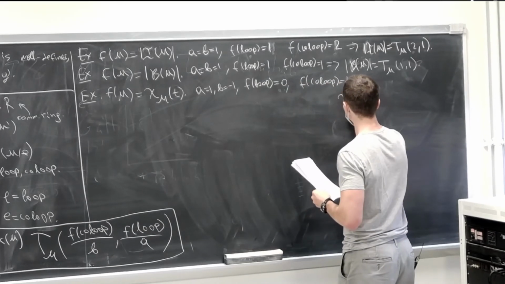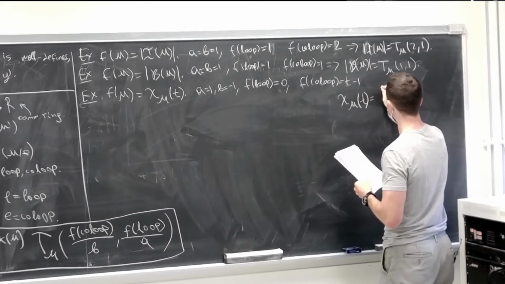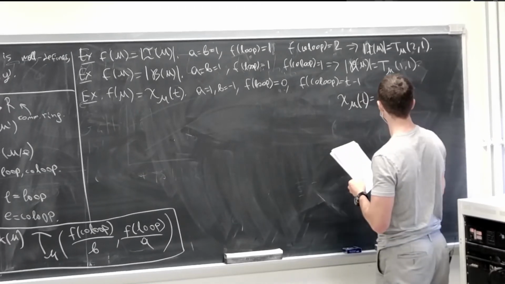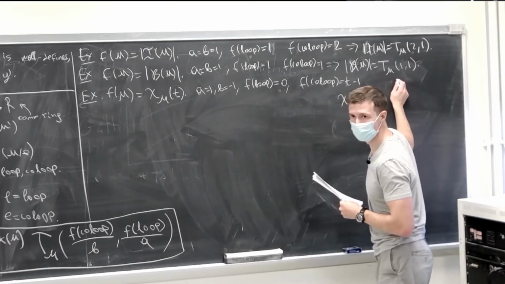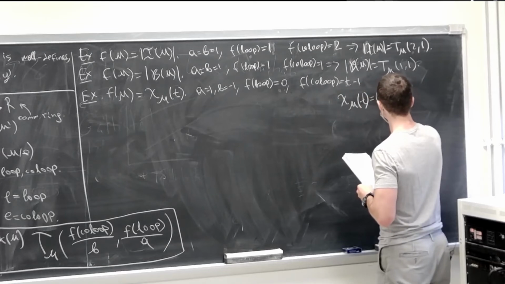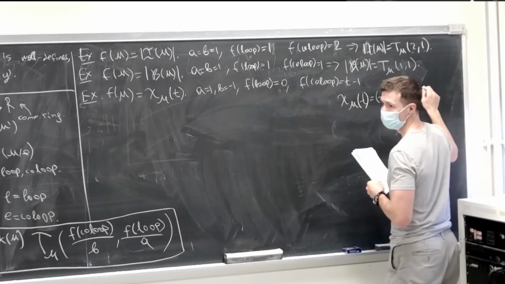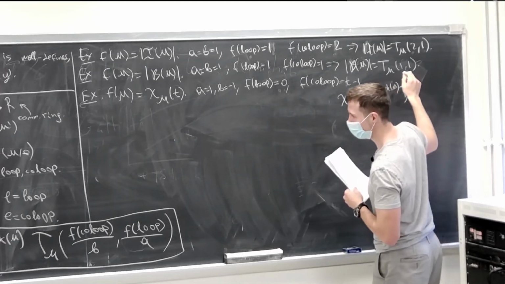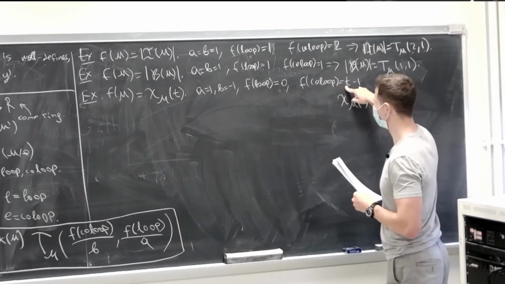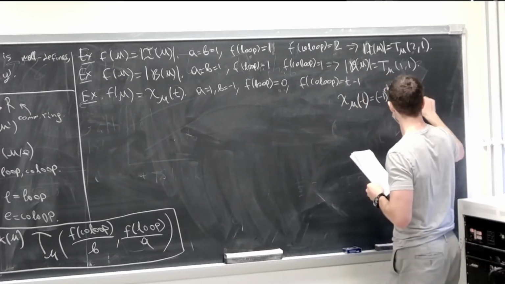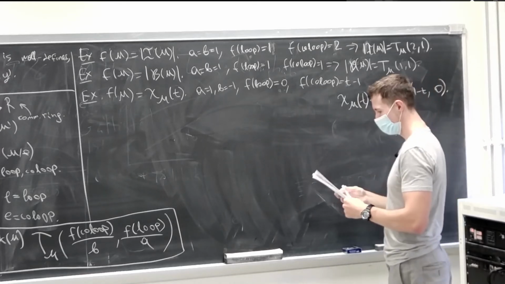And therefore, the characteristic polynomial of your matroid is just, what is it? -1 to the rank of m times what? So 1 minus t, yeah, 1 minus t, and 0.